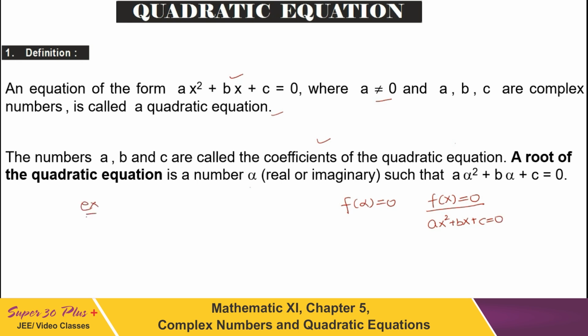Example number 1. 2x square plus 3x plus 4 is equal to 0. Here a, b, c are real numbers. And we can write that (2 plus iota) times x square plus 3 iota x minus 4 is equal to 0. Here the coefficients may be complex numbers. This is the basic definition of the quadratic equation.